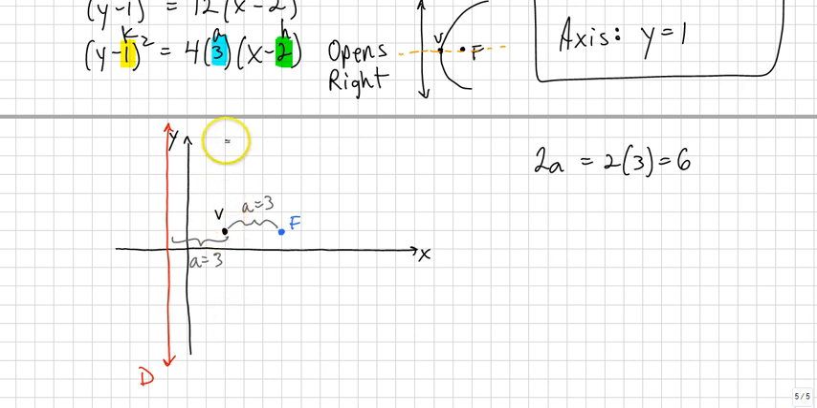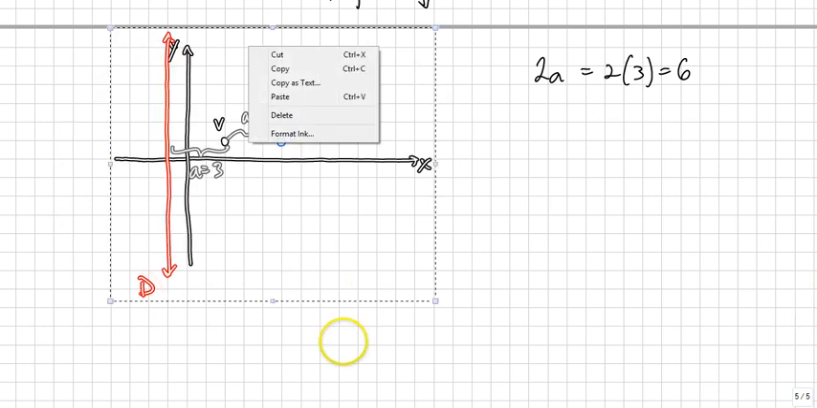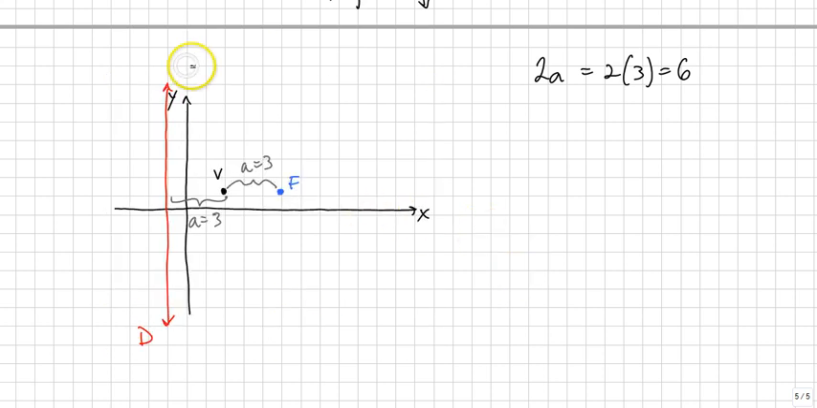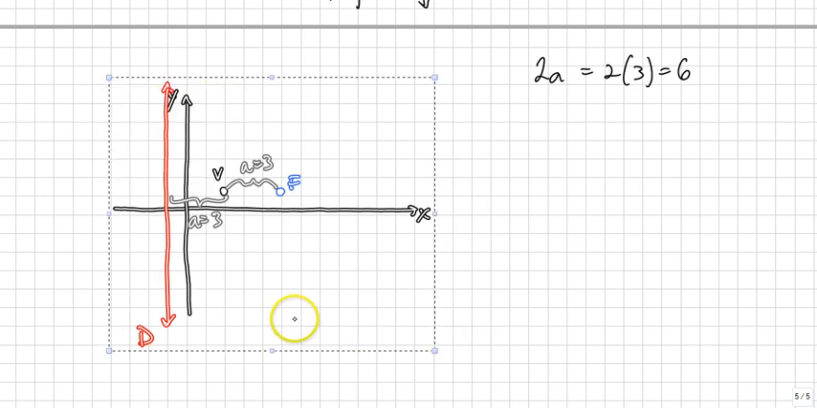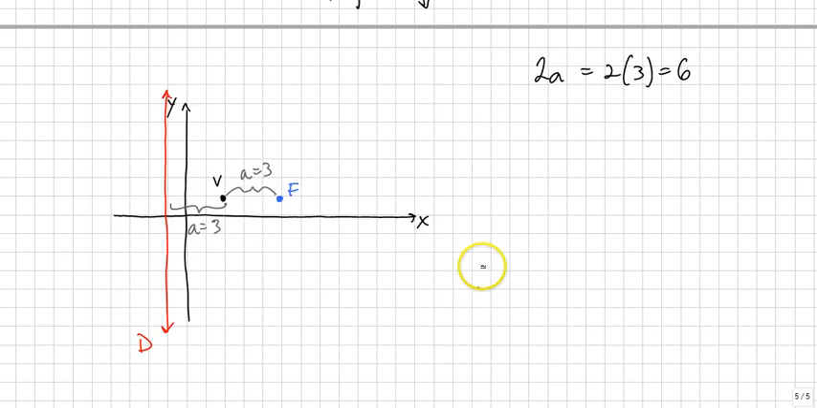So 1, 2, 3, 4, 5, 6. Not going to make it. I'm going to have to move my graph. All right, so we're going to have to go 6. 1, 2, 3, 4, 5, 6. And then 1, 2, 3, 4, 5, 6. And then I can draw my U shape through those.